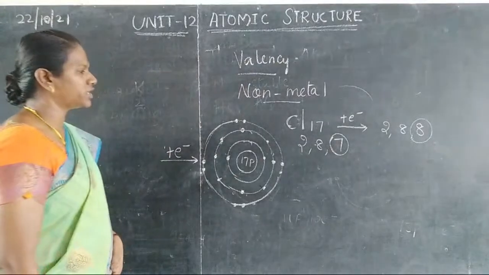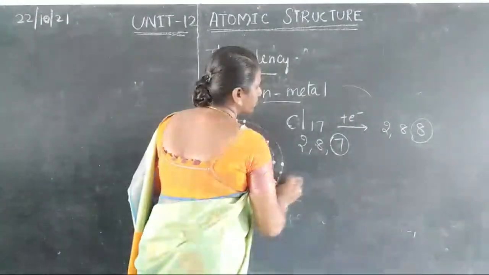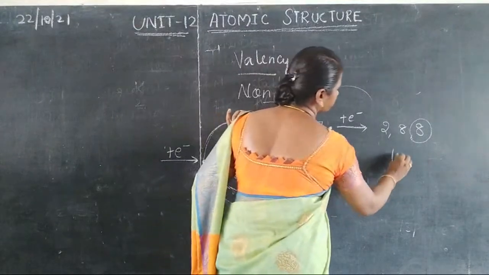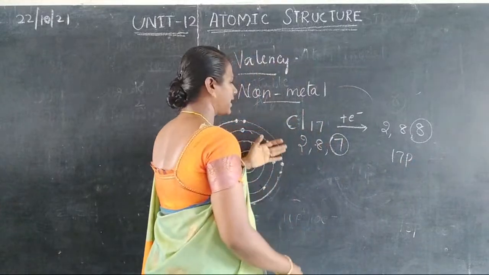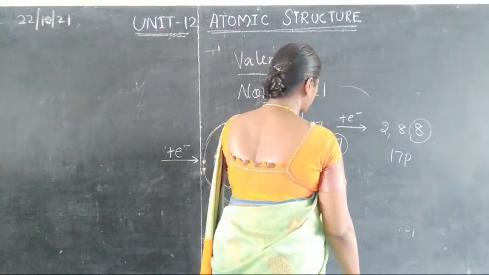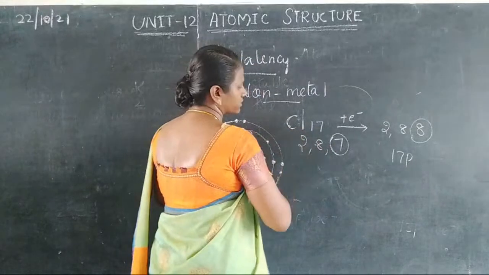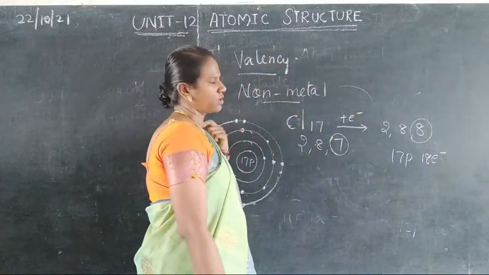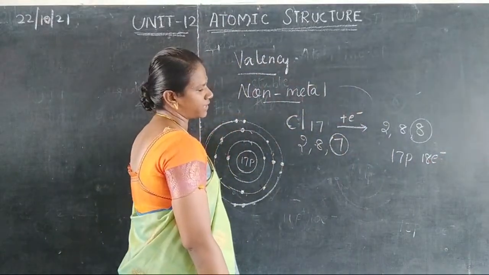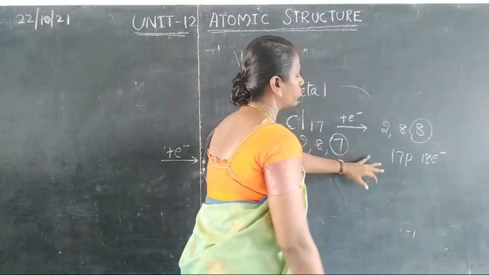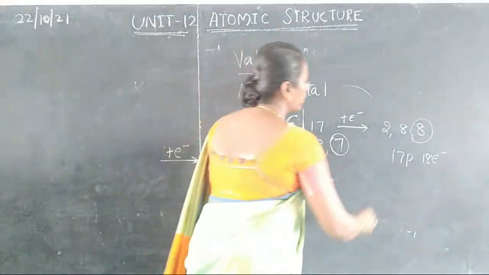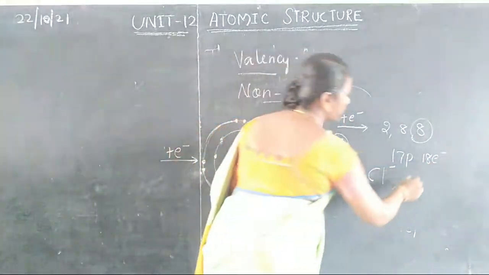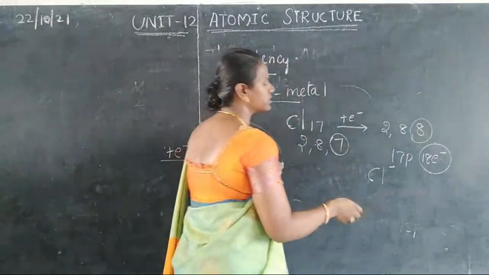So here the number of protons is 17. And what about the electrons? The electrons it contains is 18. And what about the protons? It contains 17. So there is 1 excess electron. So the number of electrons here is more. That means 1 electron is excess in this atom.